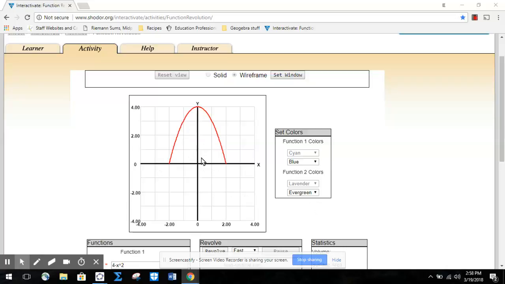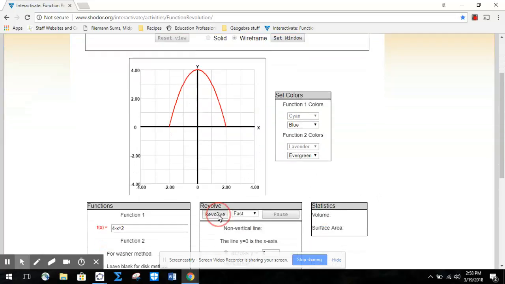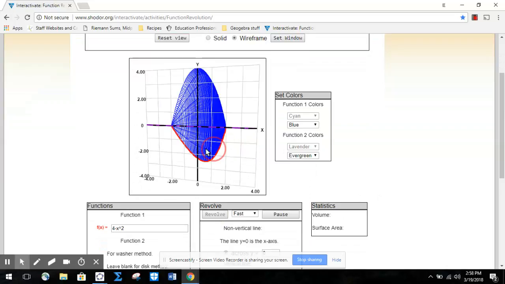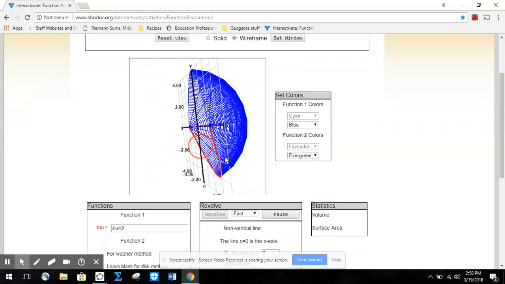Well, what this next unit is about is actually revolving or rotating curves around lines. It looks something like this. The area bounded by the curve and the x-axis is going to be rotated around the x-axis. And if I turn this, you can kind of see what happens: this area, just a flat two-dimensional area, actually sweeps out a 3D volume.